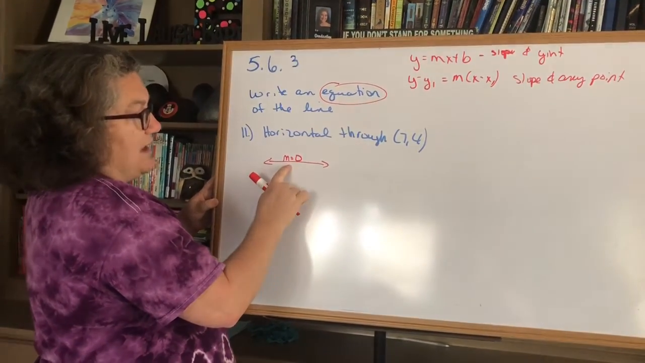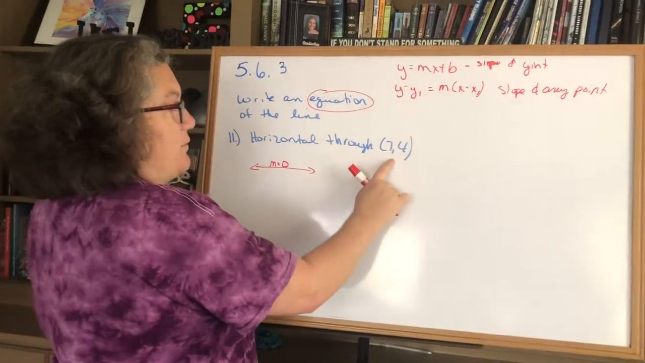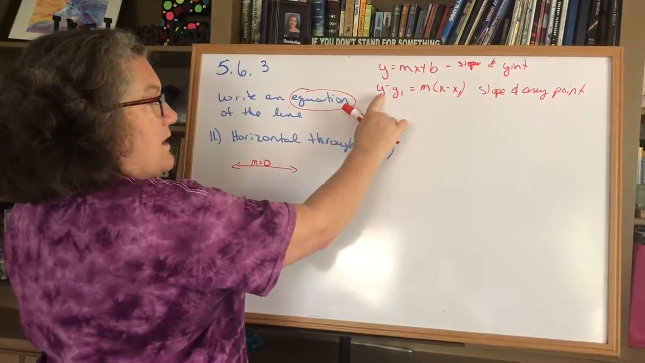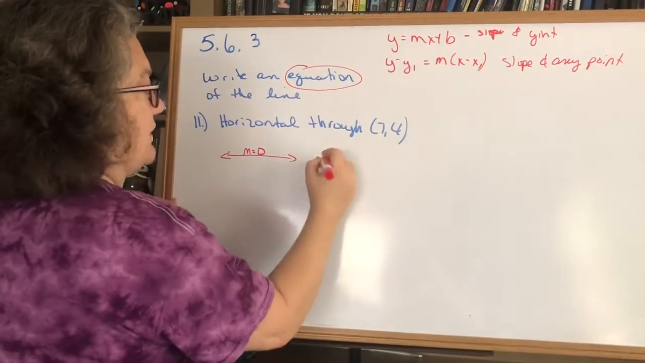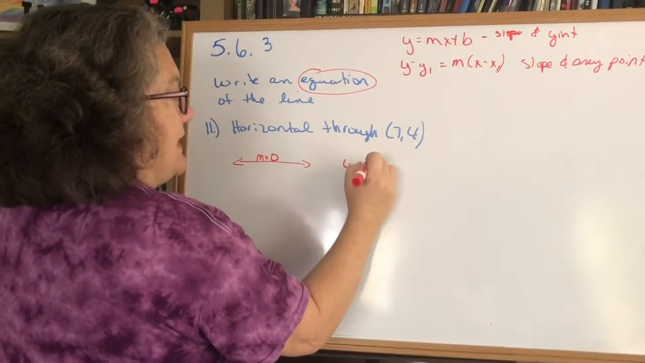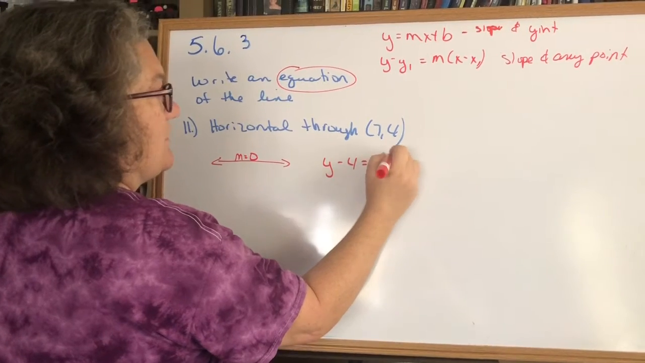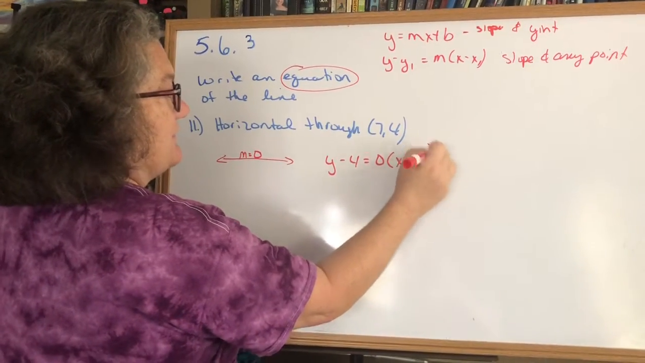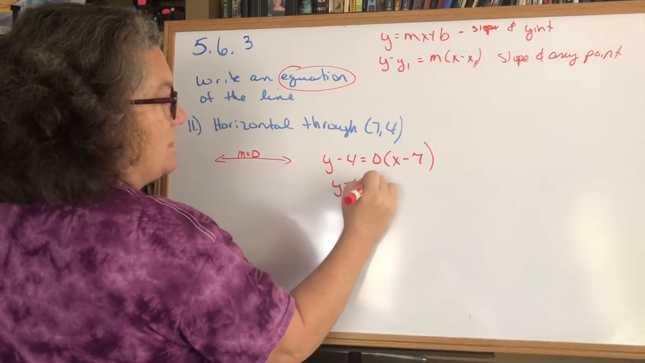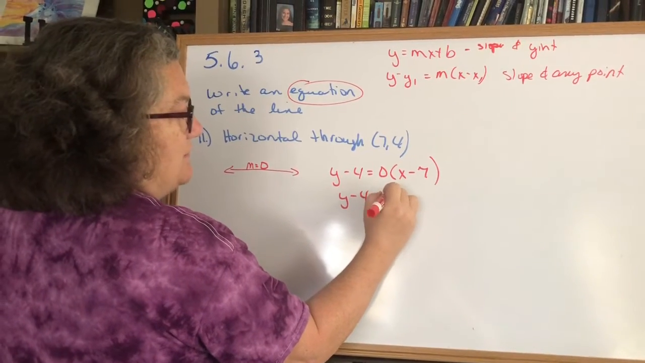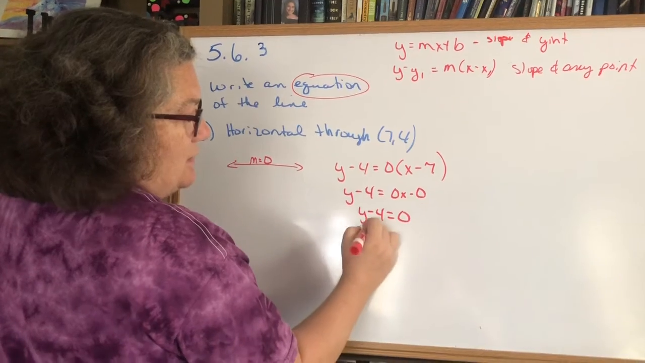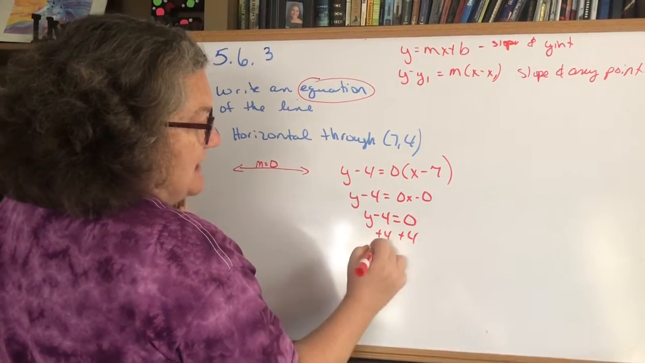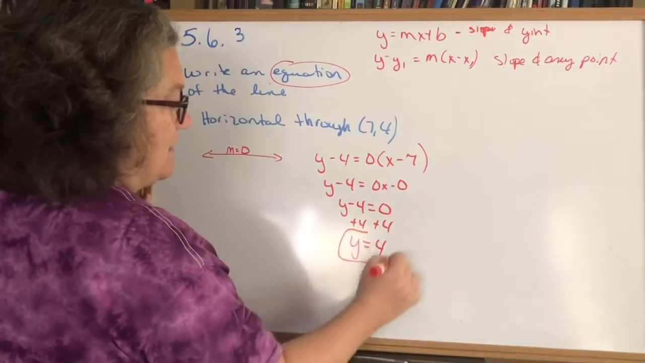So now we have a slope and we have a point, so we can use y minus y1 equals m times x minus x1. So we go y minus 4 equals 0 times x minus 7. Y minus 4 equals 0x minus 0, or y minus 4 equals 0. We add the 4 to both sides, and y equals 4 would be our answer.